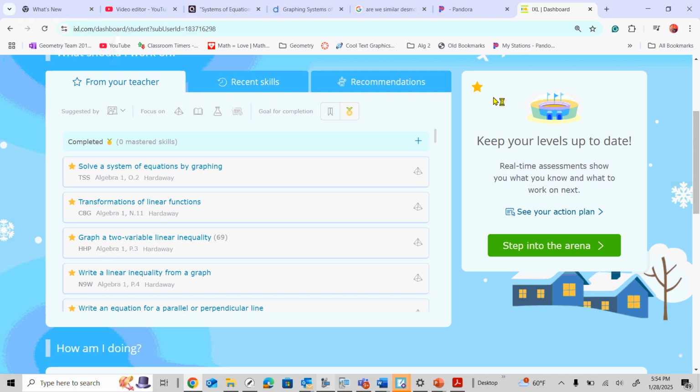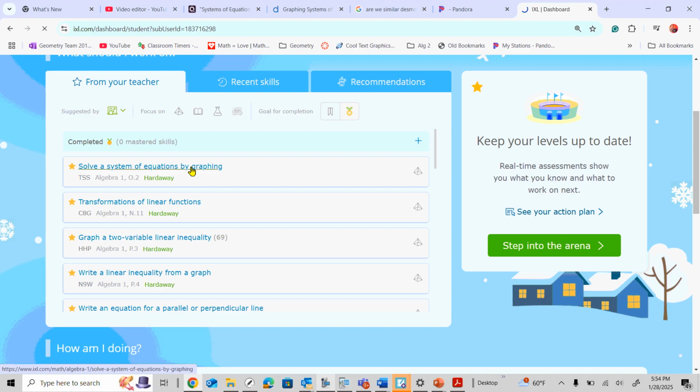Okay, so when you get into IXL, we want to be from the teacher, and if you want to hover over here and pick just me, if you have more than one teacher that uses IXL, you can focus on the math skills that you have to complete. So right here is 0-2, solving a system by graphing. This is the one that correlates to what we just worked on a graphing calculator.